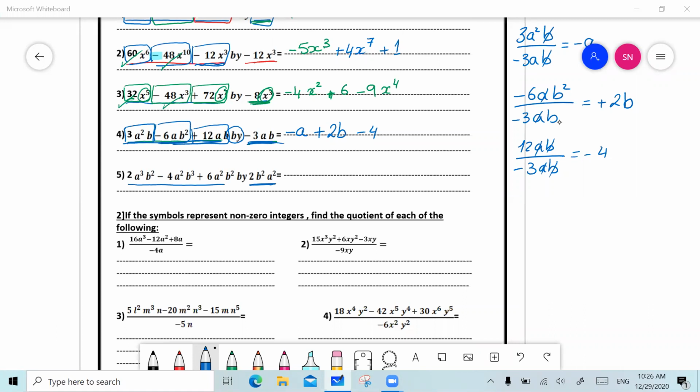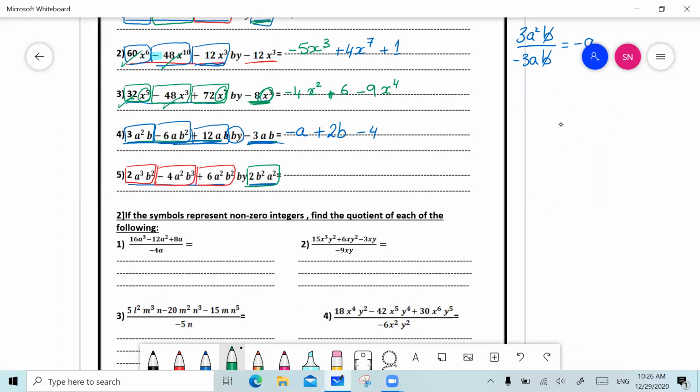In question number 5, I have here an expression and I want to divide it by a monomial. So I'm going now to take each term alone in the expression and divide it alone by the monomial which I have. So, ya Mustafa, now I have 2 divided by 2. This is equal to 1. I don't write the coefficient when it is 1.